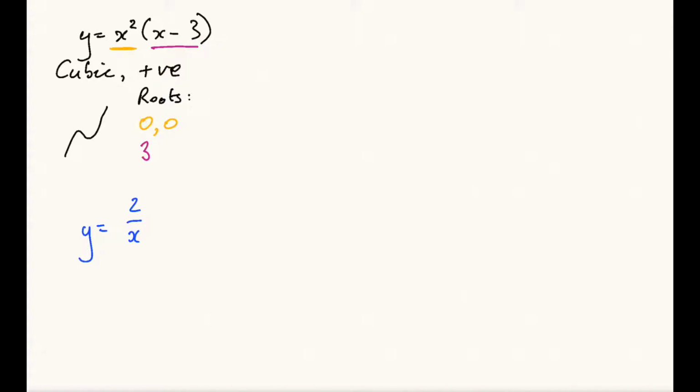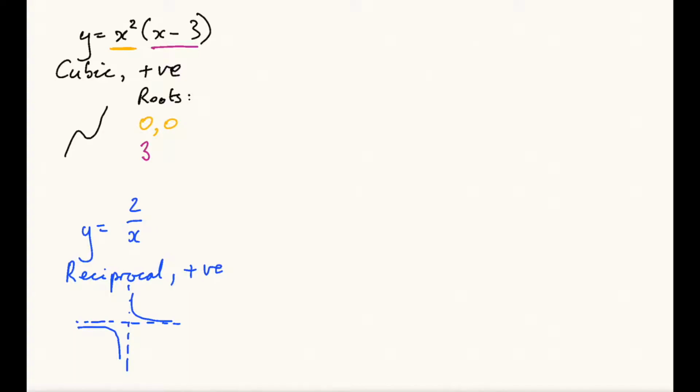And then looking at the second one, we can see this is a reciprocal. Again, it's positive, and so it's going to look something like this. The asymptotes here and here. And we can place this on the graph as we need.